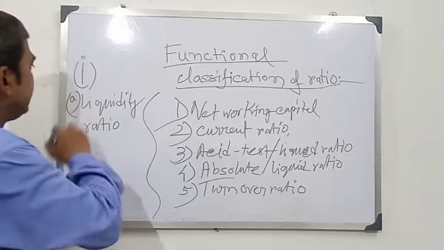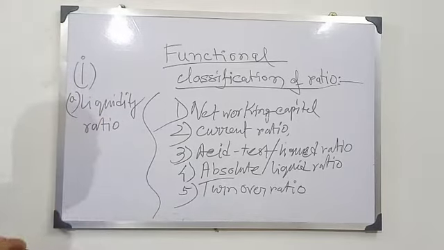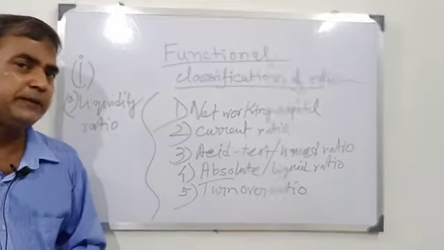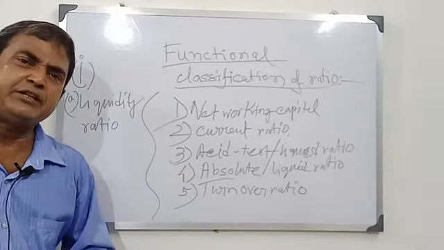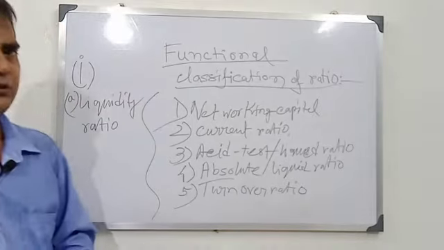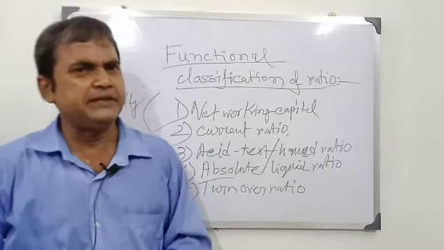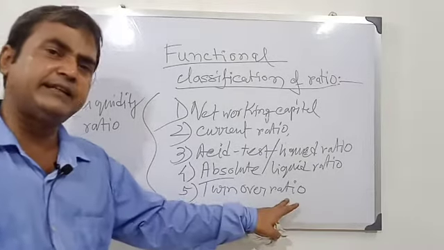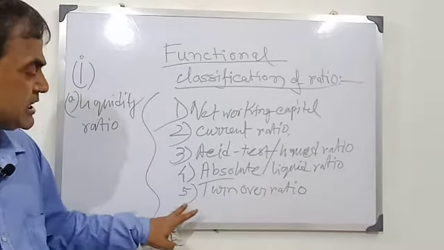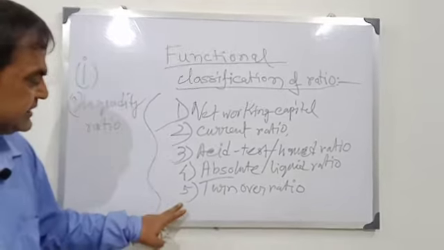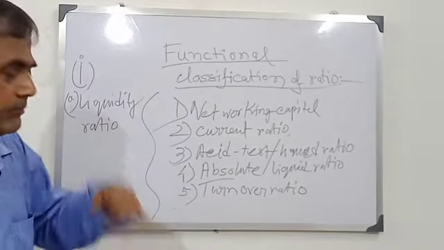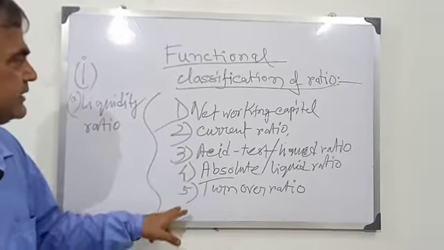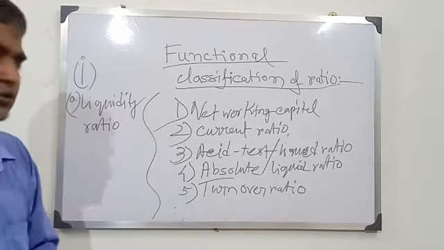This is A, liquidity ratio. B will be the solvency ratio, the capital structure ratio. C will be profitability ratio. D will be activity ratio. Under D, some accountants, some finance experts take this, while others, like me, take this into liquidity ratio.